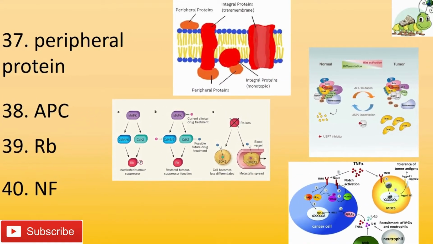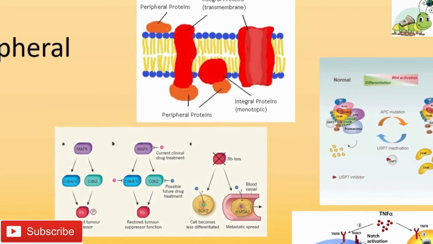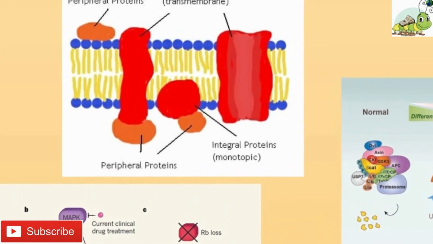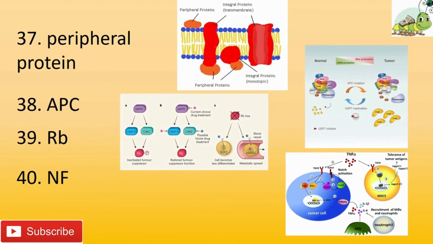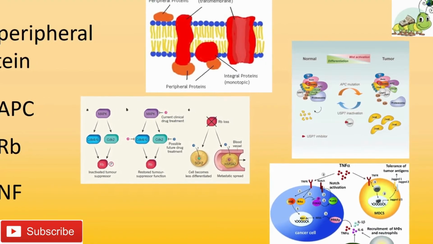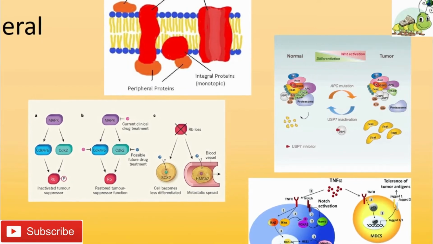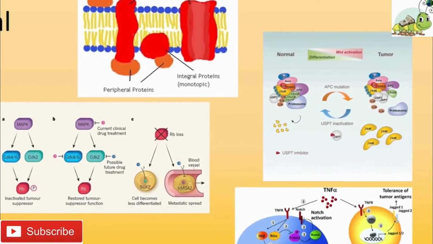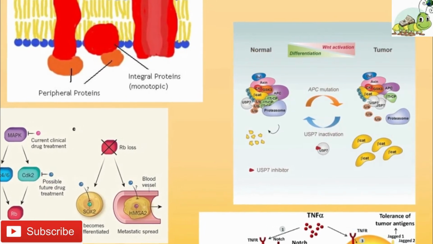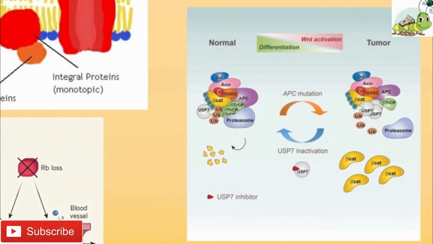Point number 37, peripheral protein. A membrane-associated protein that does not span the width of the lipid bilayer but is attached primarily to integral proteins, membrane lipids, or other components of the membrane. Point number 38, APC, anaphase promoting factor, also called the cyclosome or APC/C, is an E3 ubiquitin ligase that marks target cell cycle proteins for degradation by the 26S proteasome. The APC/C is a large complex of 11 to 13 subunit proteins, including a cullin APC2 and RING APC11 subunit, much like SCF.